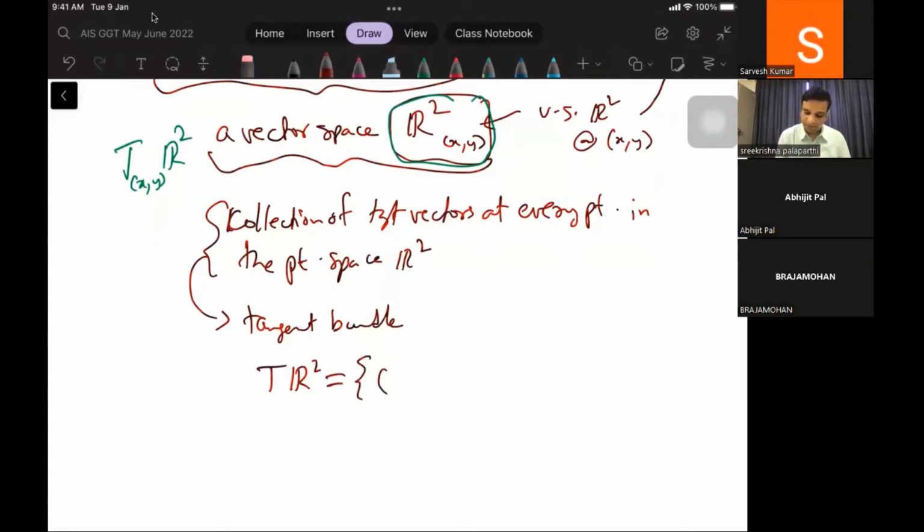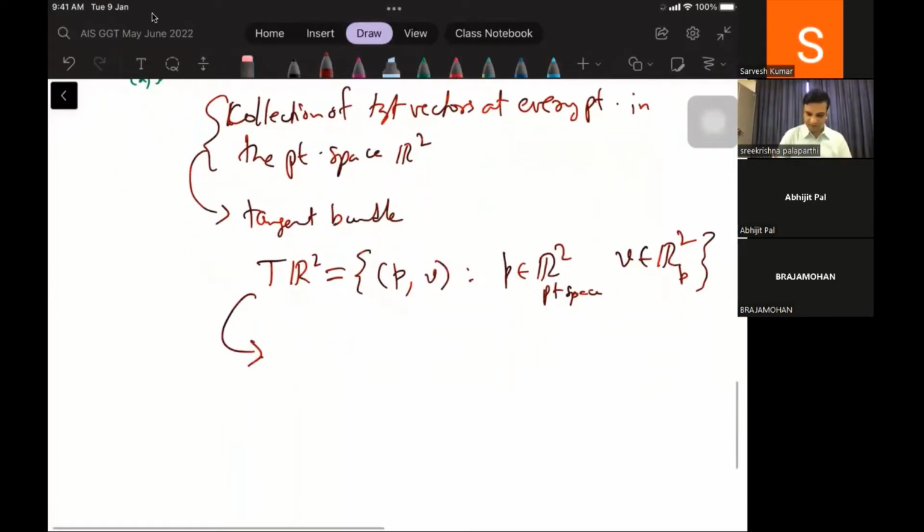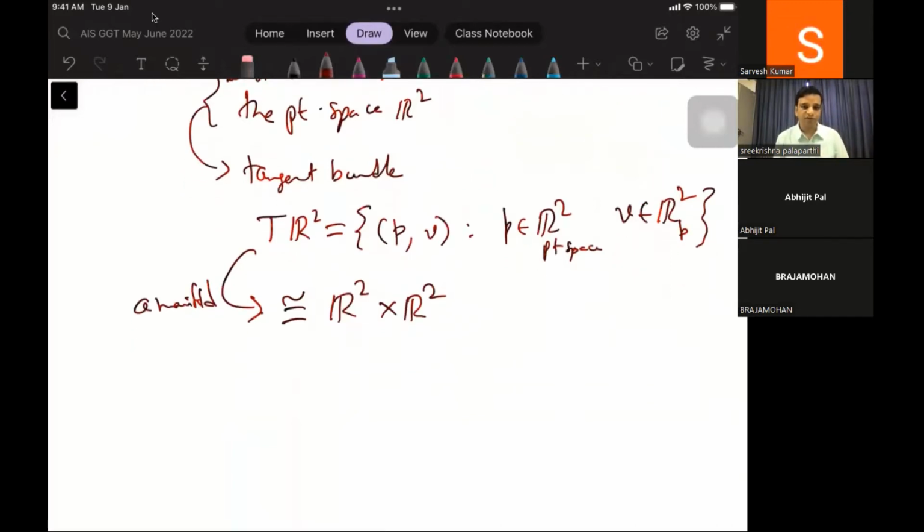So you get pairs (p, v) such that p belongs to the point space R2 and v belongs to the tangent space at that point. I'm just asserting this, not proving it: it turns out that this is itself a manifold, homeomorphic to R2 cross R2. So the collection of all vector spaces at each point is a manifold homeomorphic to R2 cross R2. It's called the tangent bundle. This is called the tangent bundle.